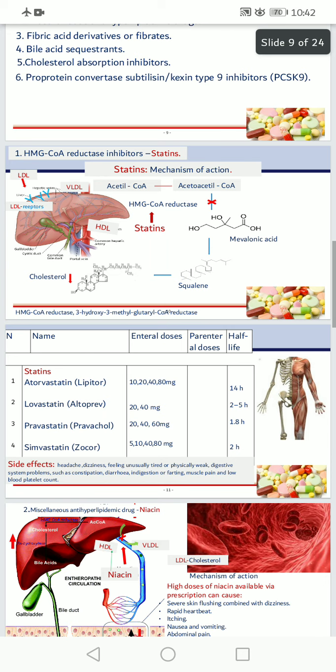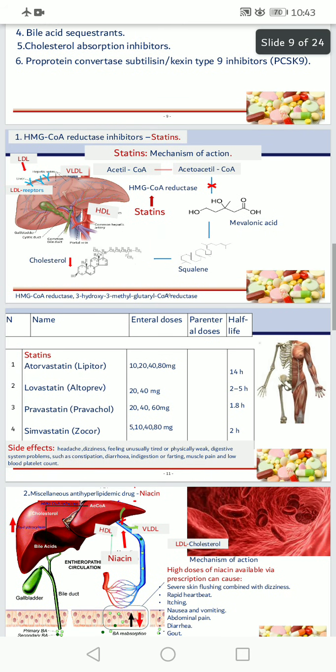Now the next are the types of statins. First is atorvastatin, Lipitor. Internal dose is 10, 20, 40 and 80 mg. Half life is 14 hours. Second is lovastatin, Altoprev. Internal dose is 20 or 40 mg and half life is 2 to 5 hours. And third is pravastatin, Pravachol.